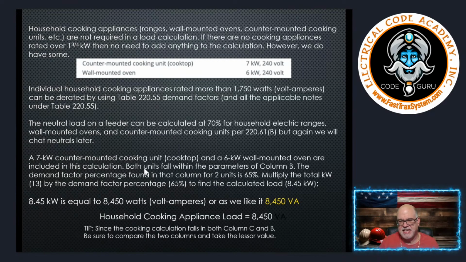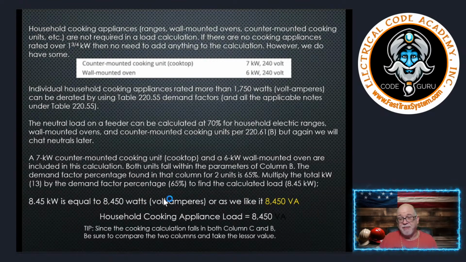8,450 VA. So now, is 8,450 less than 11,000? Absolutely. So which am I going to use? I'm most certainly going to use the yielded result from column B, okay? So that is 8,450 for my cooking. Now, I'm going to write that down.